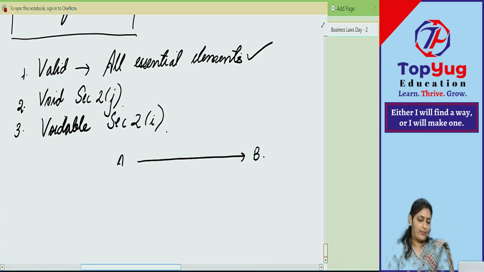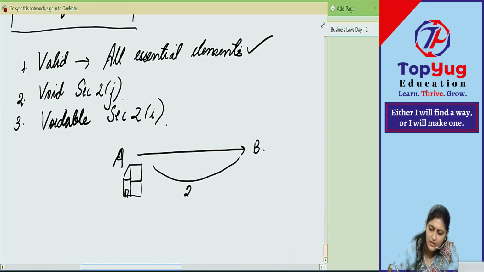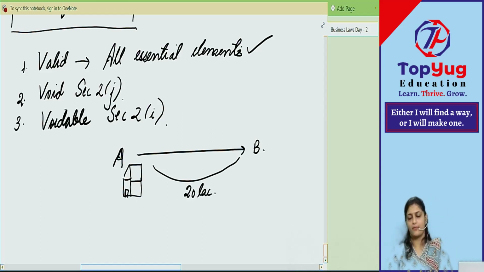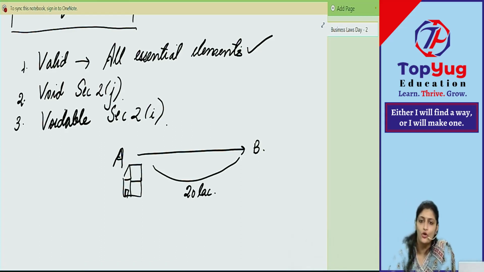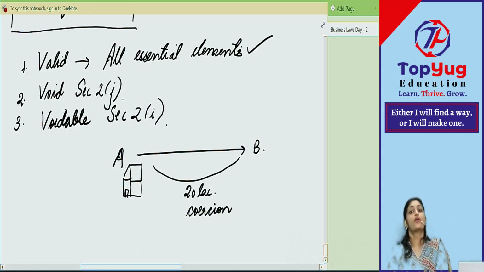There are two parties, A and B. A is having a house which he wants to sell to B for say 20 lakh rupees. Already B is having three houses. Does he require any house now? No, he does not want to purchase any house. But what is A saying? You will have to purchase the house, otherwise I will kill you. You will have to purchase my house. Give me 20 lakh rupees. And otherwise, what will I do? I will kill you. This type of contract is entered into under coercion.